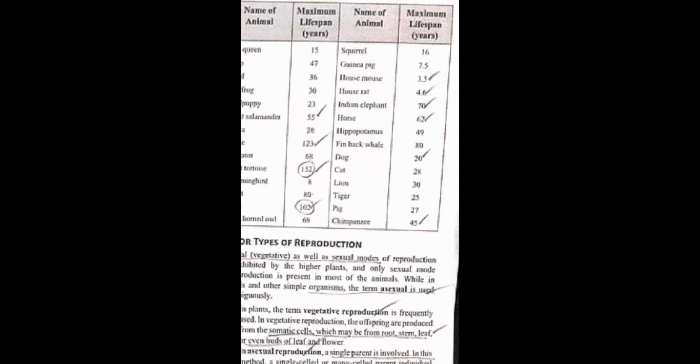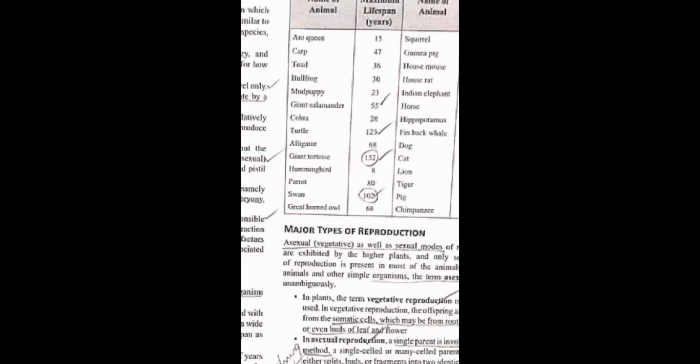I think it is not given here. The Indian elephant has a lifespan of 70 years. Another example is the giant tortoise, which has a lifespan of 152 years.